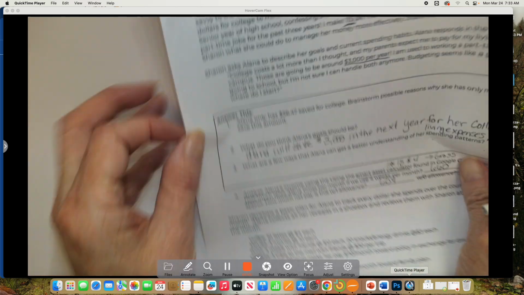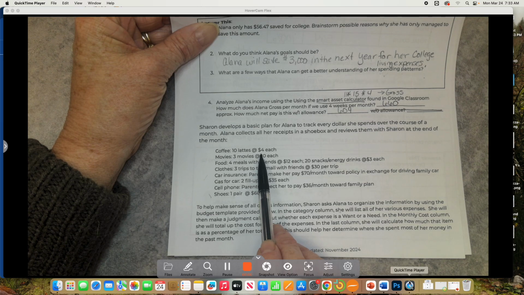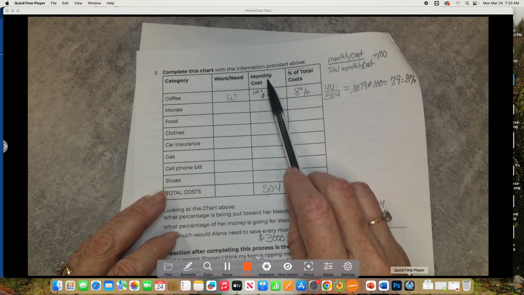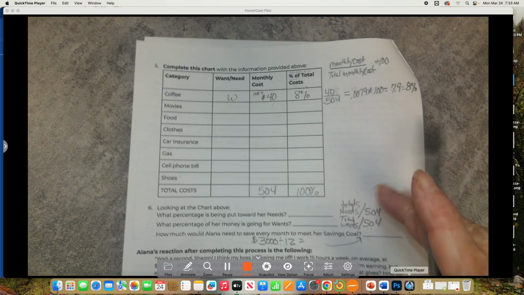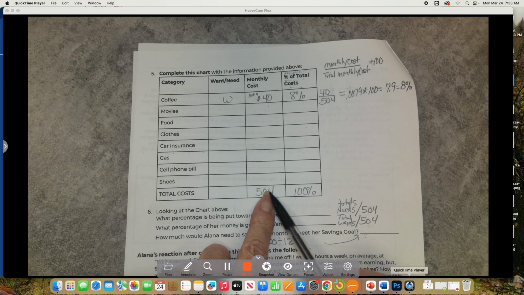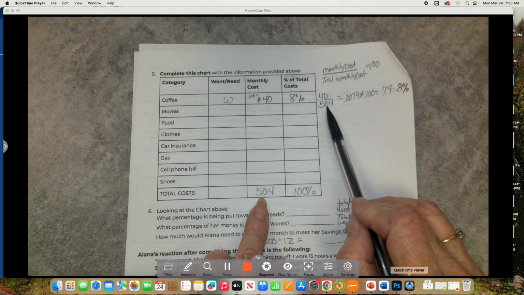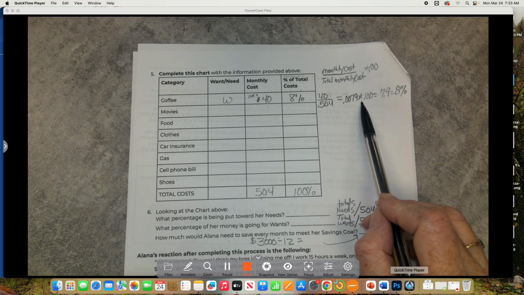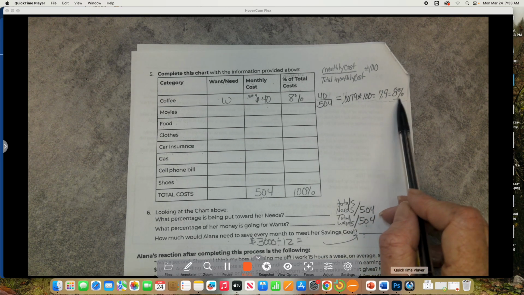So the first one we're going to look at is her coffees at 10 lattes at $4. That's 10 times 4. So her monthly cost for coffees is going to be $40. Her percentage of total cost, we can only figure it out because I was nice enough to give you the number at the beginning. So that is going to be whatever your monthly cost is divided by your total monthly cost. And it's going to give us 0.079. And we're going to multiply that by 100. That gives us 7.9, but we're just going to round it to 8%.